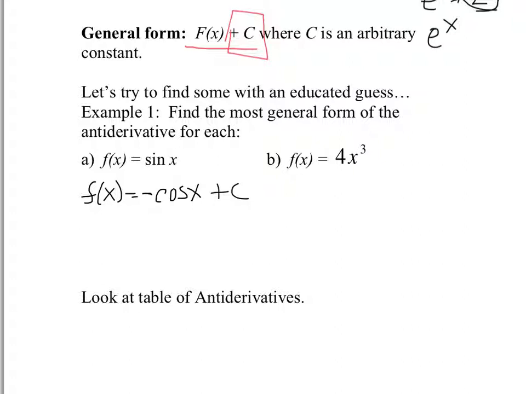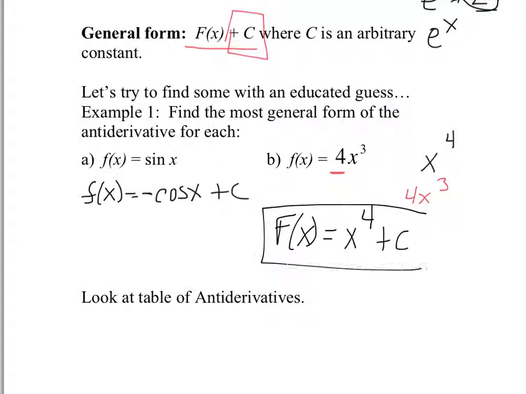Likewise, on this one, I know that when I take the derivative, the exponent came down. So the original exponent must have been 4. I must have had x to the 4th, and I brought that 4 down and then made it 3. If we test that, wouldn't the derivative of x to the 4th be 4x cubed? Now, anybody notice what I forgot to do? When I find this antiderivative, I need to tack on my plus c, because there might have been a plus 5 on that, or plus 7 on that.